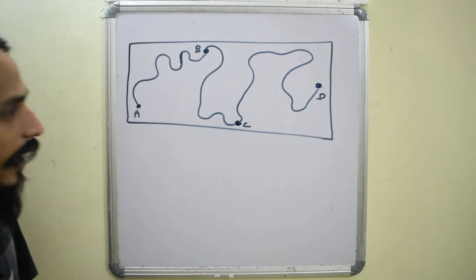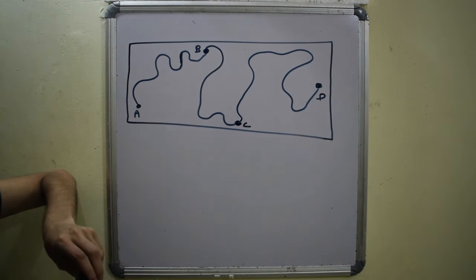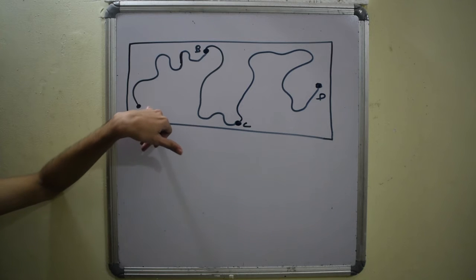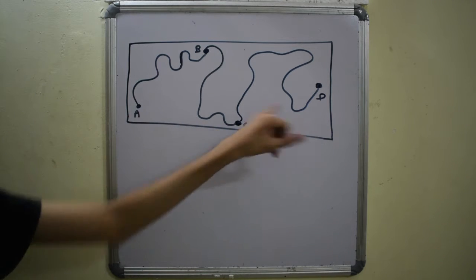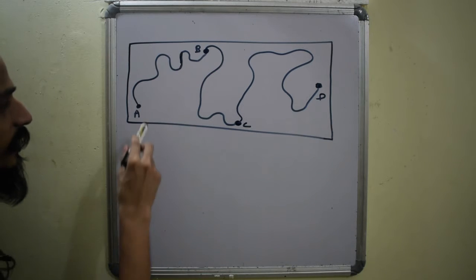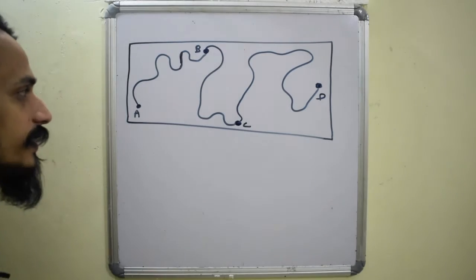It is pretty much the same, just a little different. Now I have drawn a small scenario over here. It is a part of a journey. It's a person traveling from A all the way till D, but taking this path. It's a very curvy path, not a straight line. So A to B, B to C, and C to D.